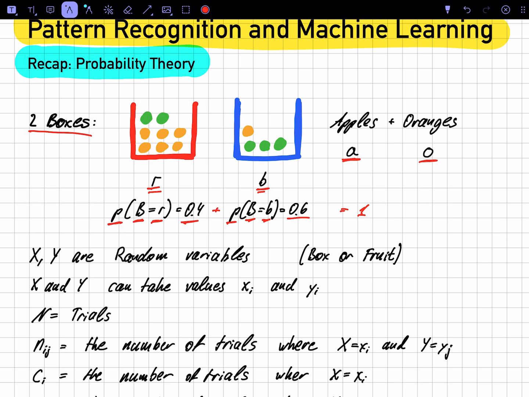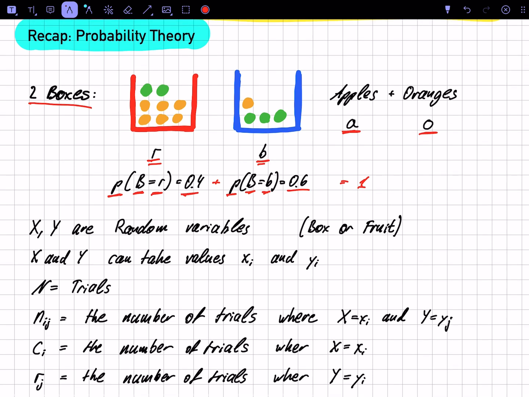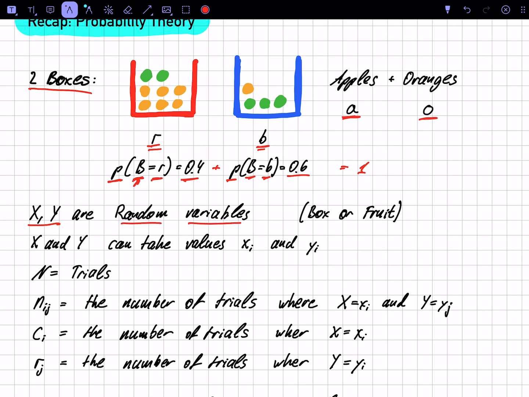Now let's talk about the general variables that we can see when we talk about probabilities. As we just said, we have X and Y. In our case, that was the box. So that's a random variable. That could be, for example, a box, or it could resemble a fruit. And those random variables can take values. That's X takes the x_i, and capital Y can become a y_j. And n is the number of trials in which we do our experiment.